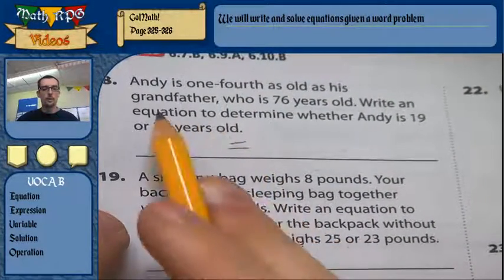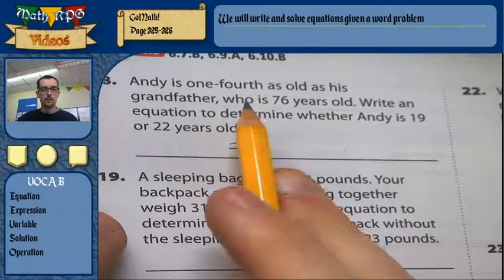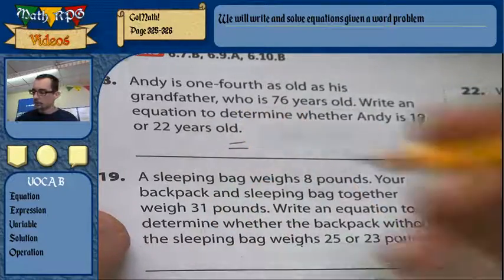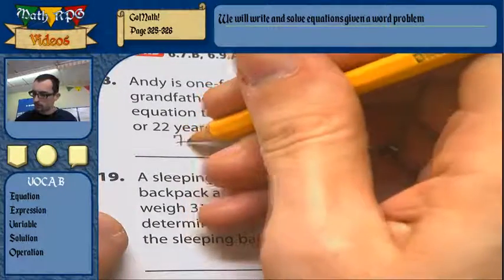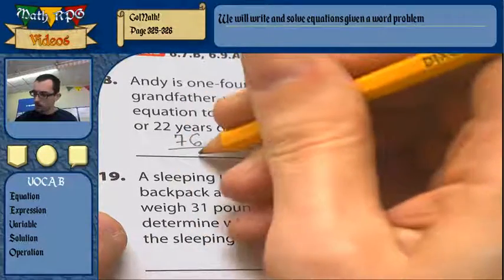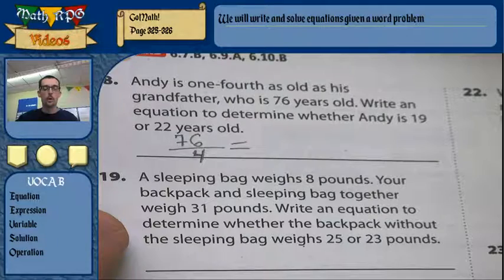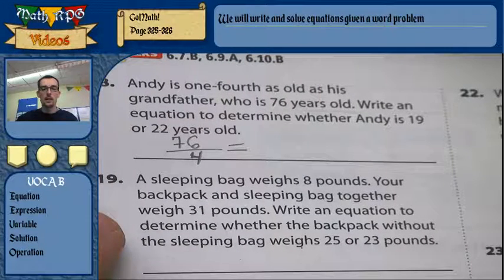Okay, so Andy is 1/4 as old as his grandfather. So if we take his grandfather's age and divide by 4, we should get Andy's age. His grandfather is 76. So if I take 1/4 of that, we divide it by 4. Okay. Now, is that going to be 19 or 22? That's what we're trying to find out.